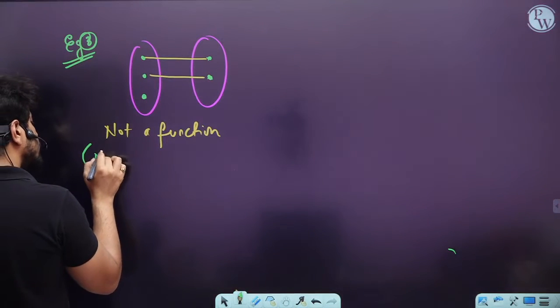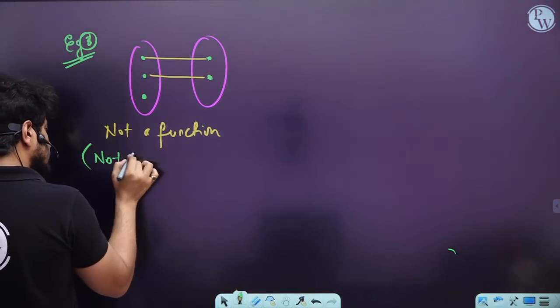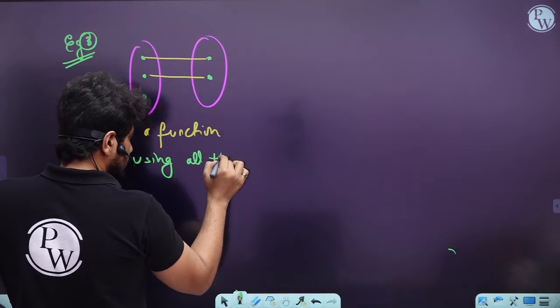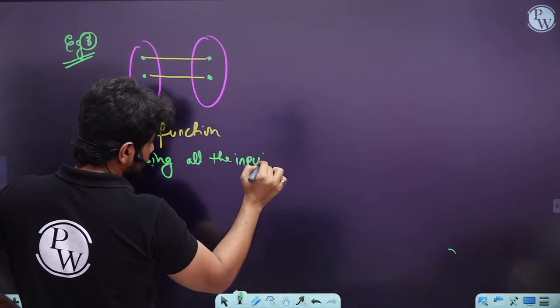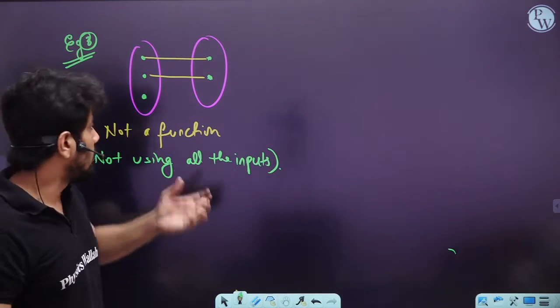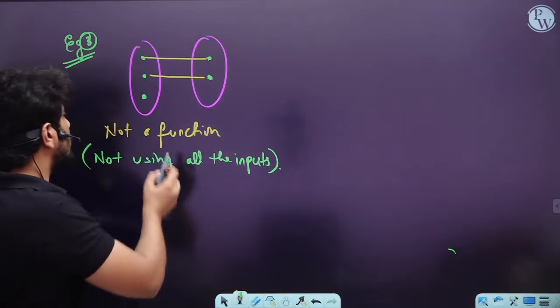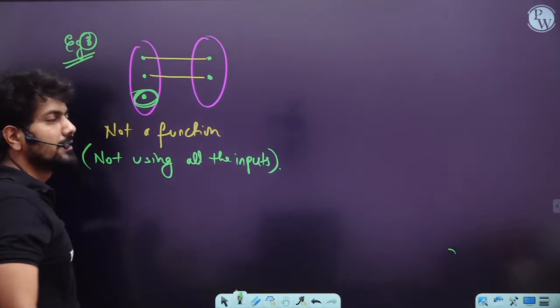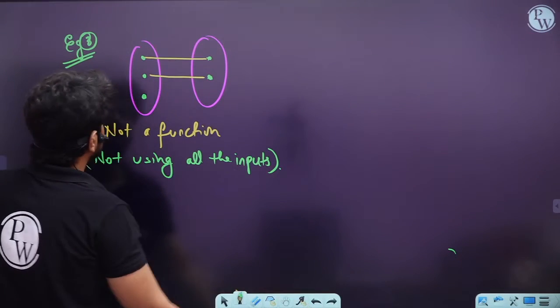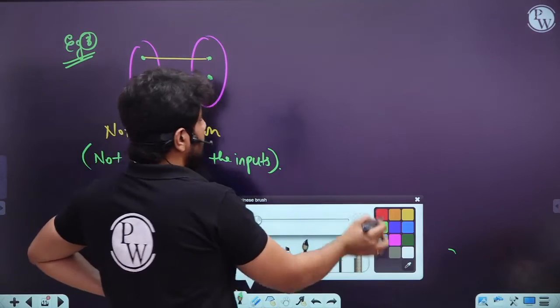Because it is not using all the inputs. Basically, all the buttons in the calculator should work. All the inputs should work. This input is not working over here, right? We are not getting any output for this input. So that is why this is not a function. Okay. Example 4.